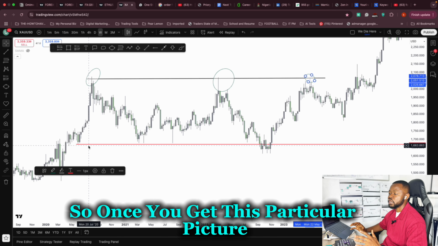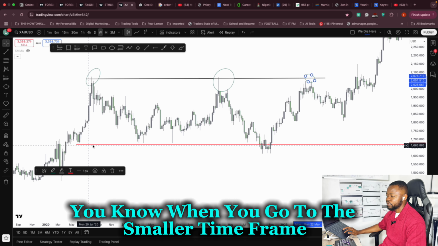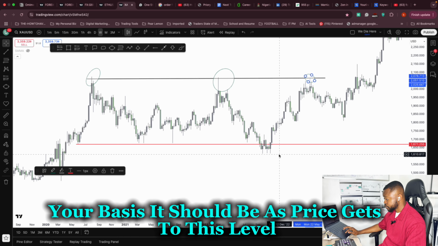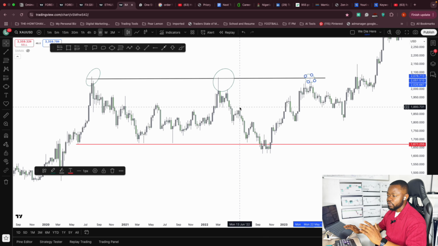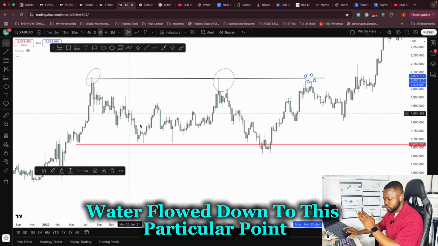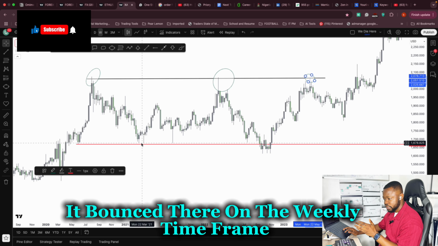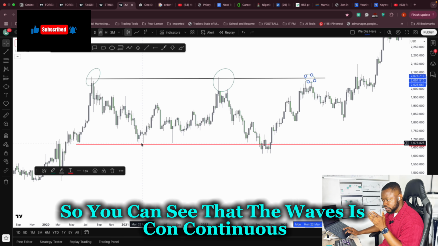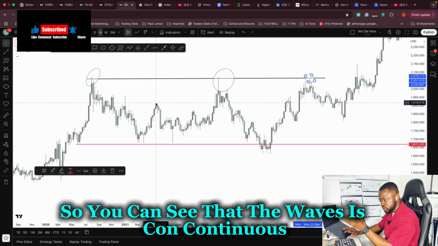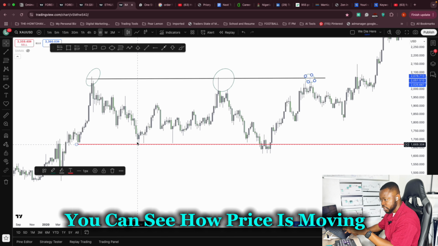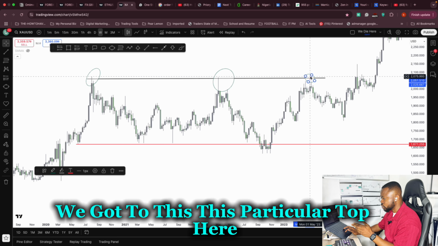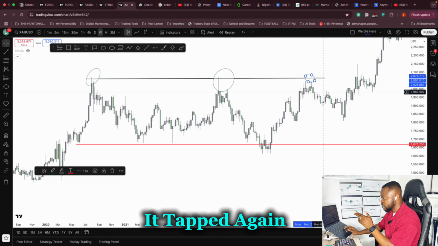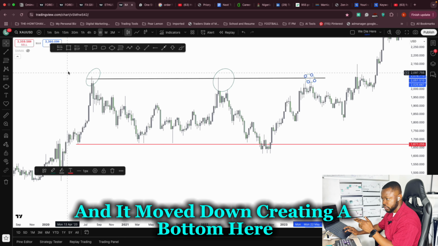Once you get this particular picture, when you go to the smaller time frame, your bias should be that as price gets to this level, we are resuming a flow state for buys. It's like water flowing in between two walls. Water flowed down to this particular point and bounced there on the weekly time frame. So you can see the waves are continuous, going back to the upside. Price moved back to this top, tapped again and moved down, creating a bottom here.